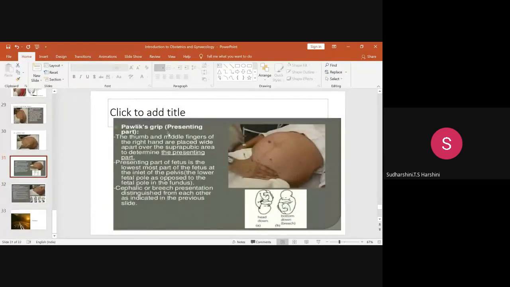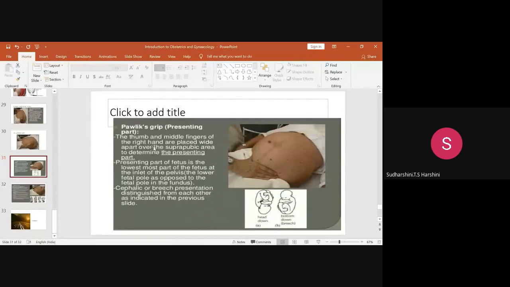And then this is the Pawlick grip. You have two more grips. This is the Pawlick grip. It's going to tell you about the presenting part. So this position, you have seen many of us doing this thing. The thumb and the middle finger of the right hand. It's not just the middle finger, the other four fingers. The thumb on one side and the other four fingers on the other side.